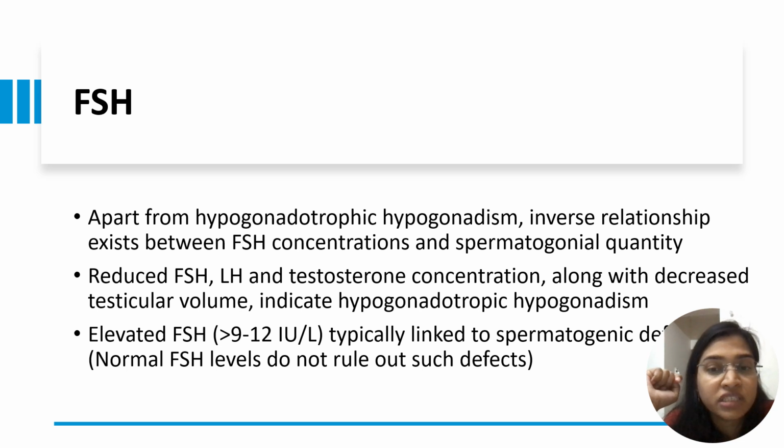Then reduced FSH, LH and testosterone concentration along with decreased testicular volume indicate hypogonadotrophic hypogonadism. And elevated FSH, that is more than 9 to 12 international unit per liter, is linked to spermatogenic defects. But normal FSH levels do not rule out such defects.